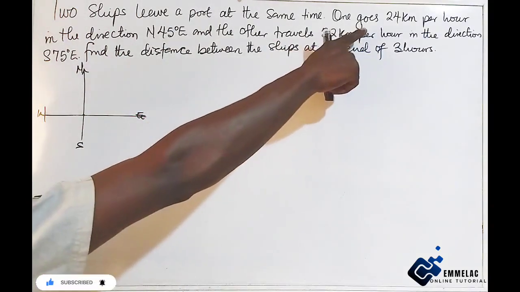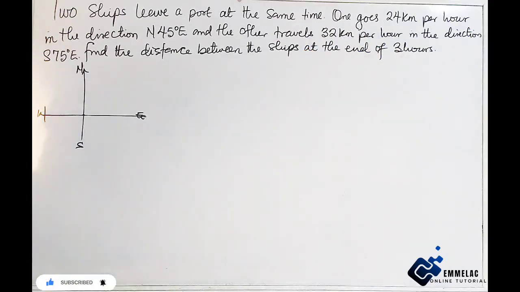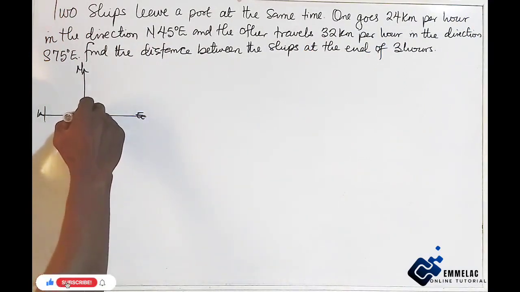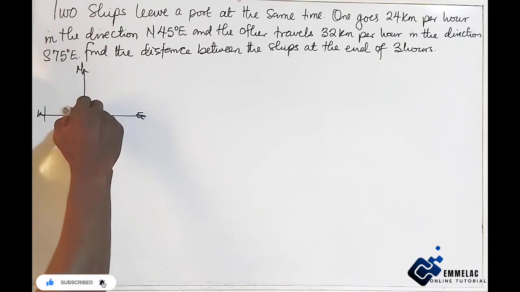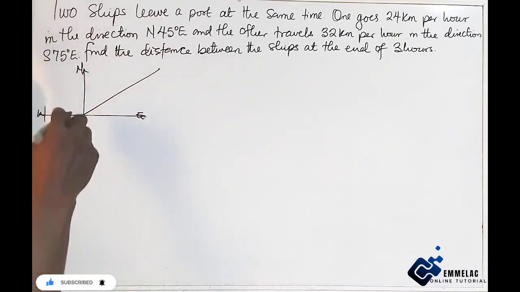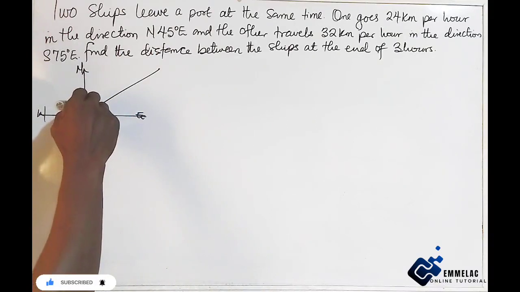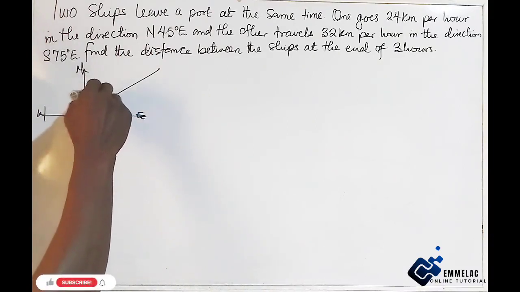The first one moves at 24 km per hour in the direction of north 45 degrees east. So here we have north 45 degrees. Take note that here is 90 degrees, so approximately this is actually the middle. So here we have 45 degrees.